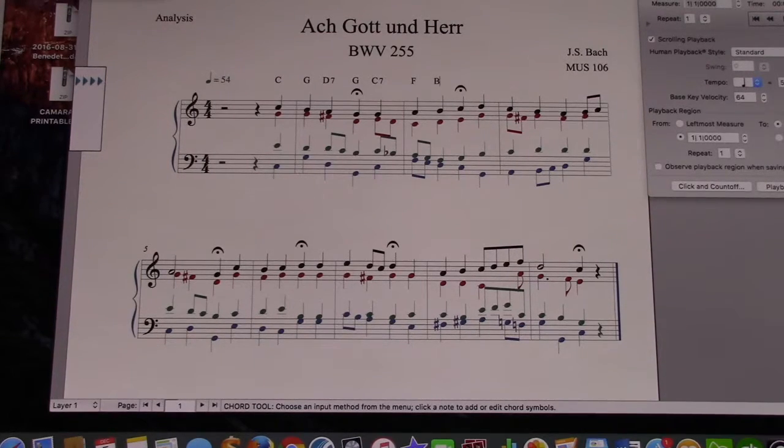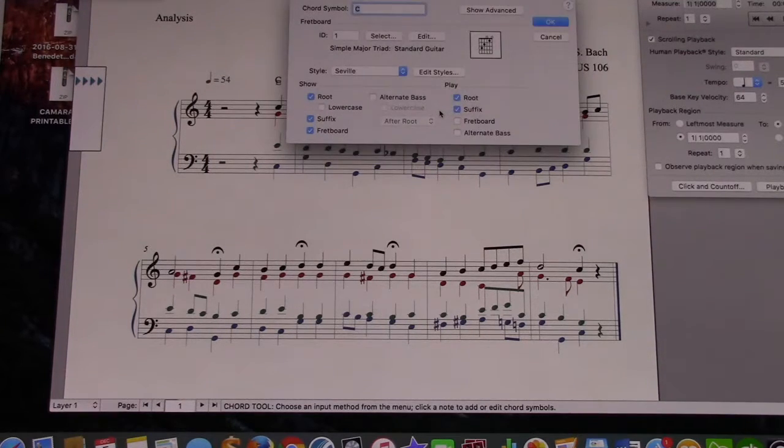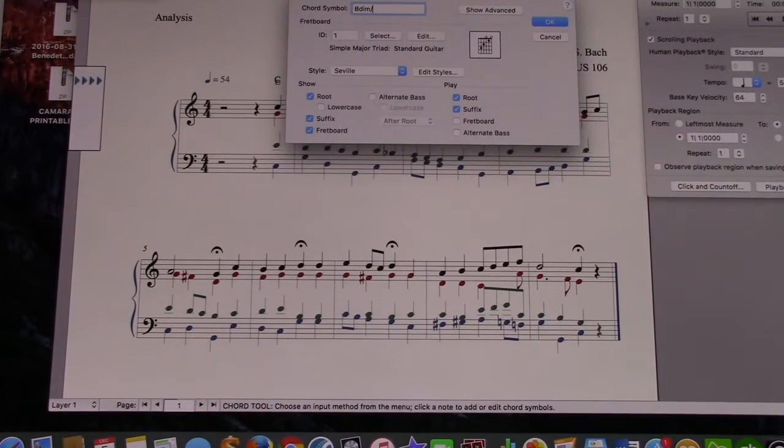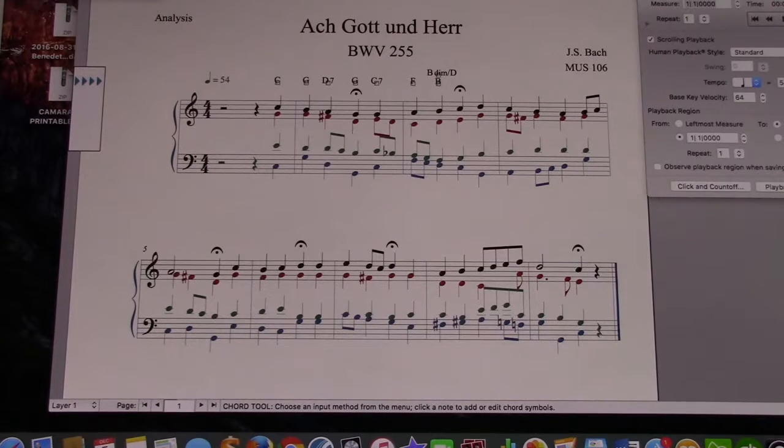So I have to change how I use Finale here. That's a B diminished, and I'm going to call it B diminished, right? And sometimes it doesn't let me do the symbol. I'm going to try it and see if it will do it. And that's going to be a slash with a D in the bass. As you can see there, that's an inversion of the chord.